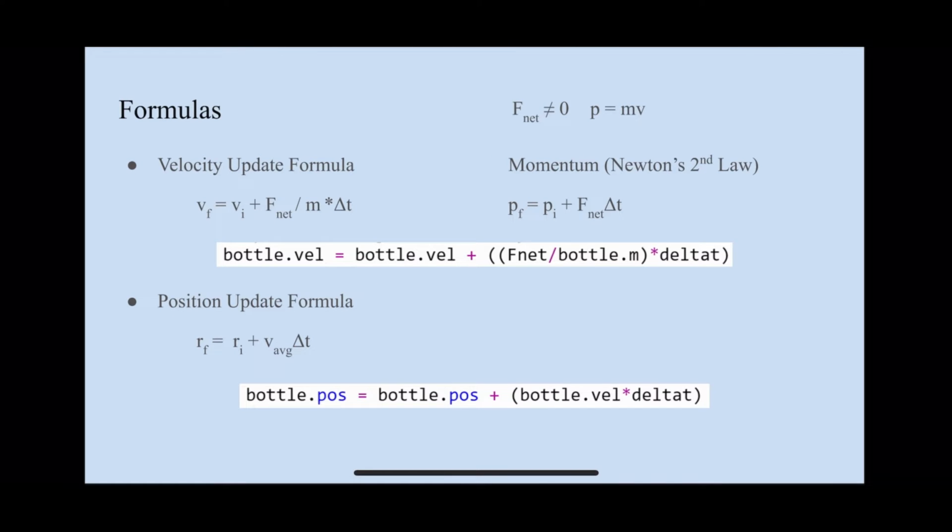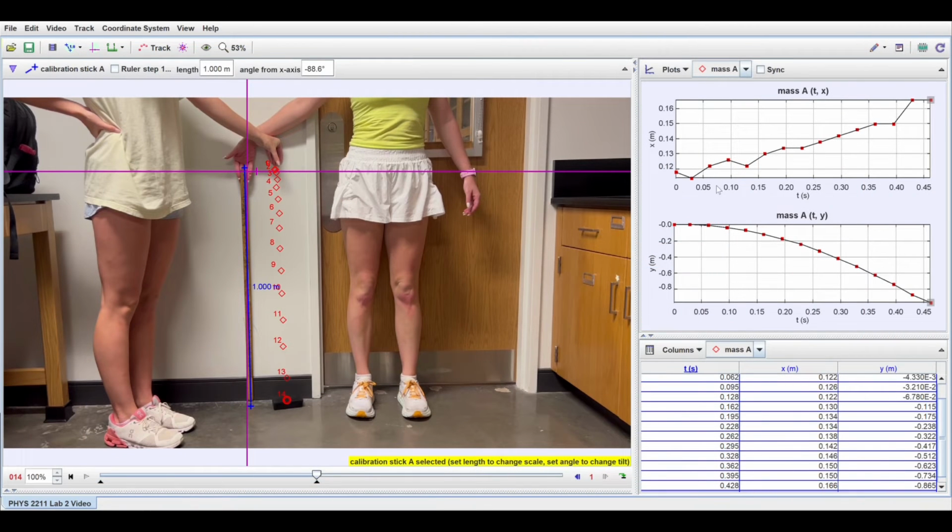These are the two formulas that I use: the velocity update formula to calculate the new velocity of an object, and the position update formula to calculate the new position. Here are screenshots from my GlowScript program of the formulas in my code. The velocity update formula can be derived from the momentum formula on the right because momentum is equal to mass times velocity and the net force is not equal to zero. Momentum is relevant because the object's velocity was dependent on its mass.